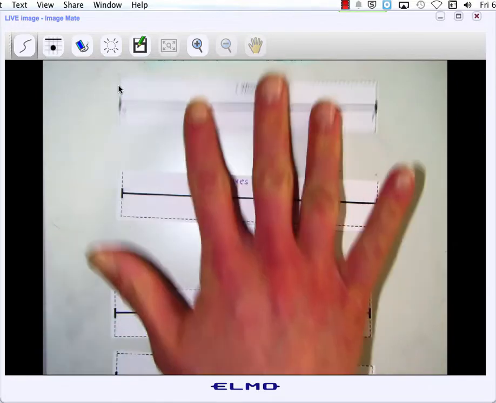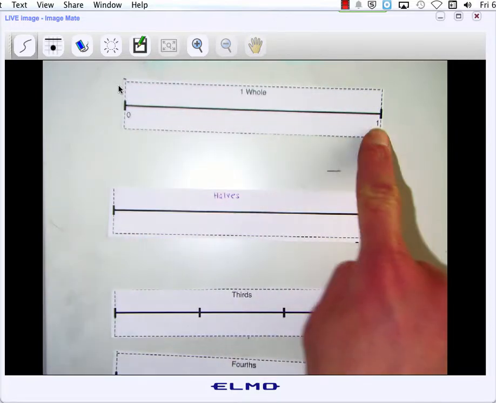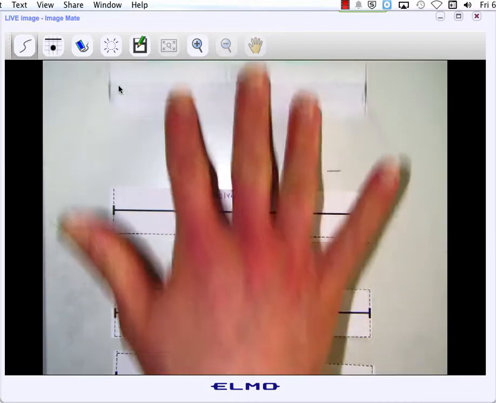Alright? The whole means that there's just one. We have a 0 on the left and the 1. This is the one whole piece, okay? There's no parts of it, it's just one. Alright? It's happy by itself.